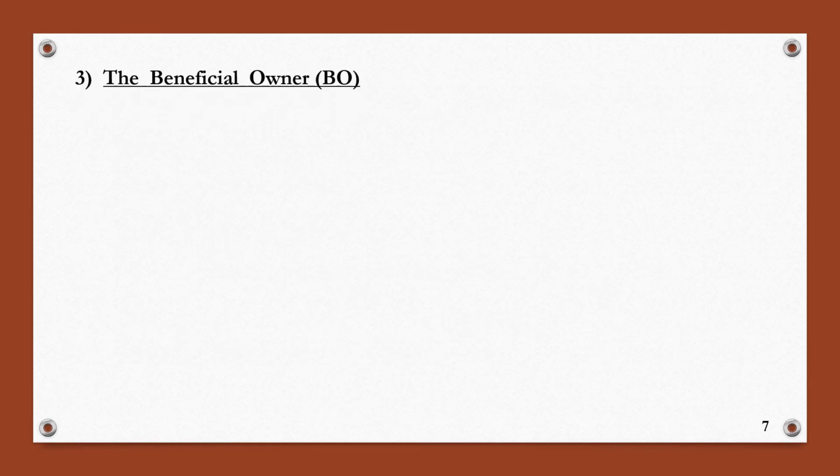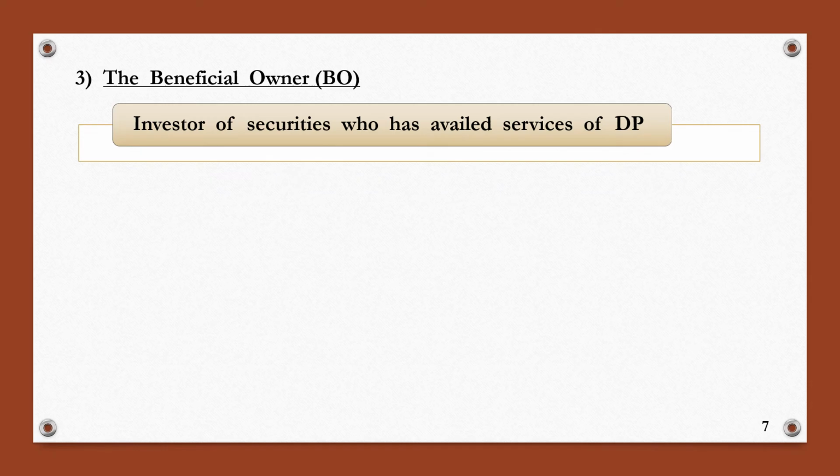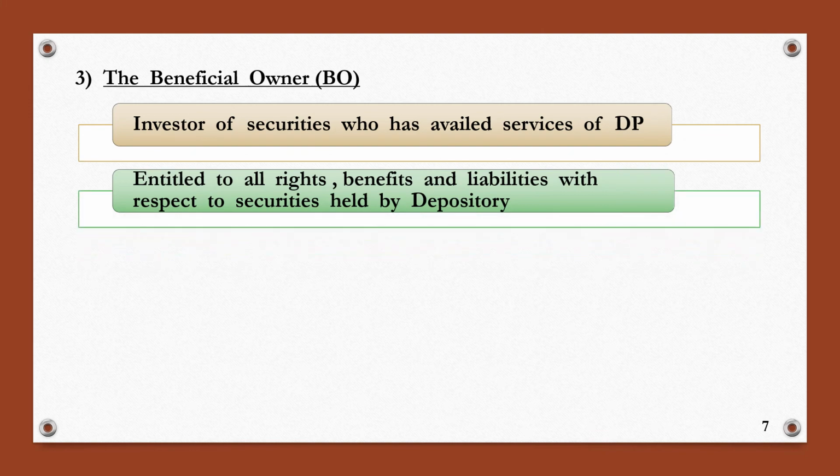Let us now move towards the third constituent of depository system, that is the beneficial owner, which is also called in the short form as the BO. Firstly, beneficial owner is the investor who has purchased securities of company and thus has availed or taken the services of the depository participant. Further, BO can enjoy all the rights and benefits related to the securities held by the depository. Not only that, they also have to bear the liabilities in respect of such securities.